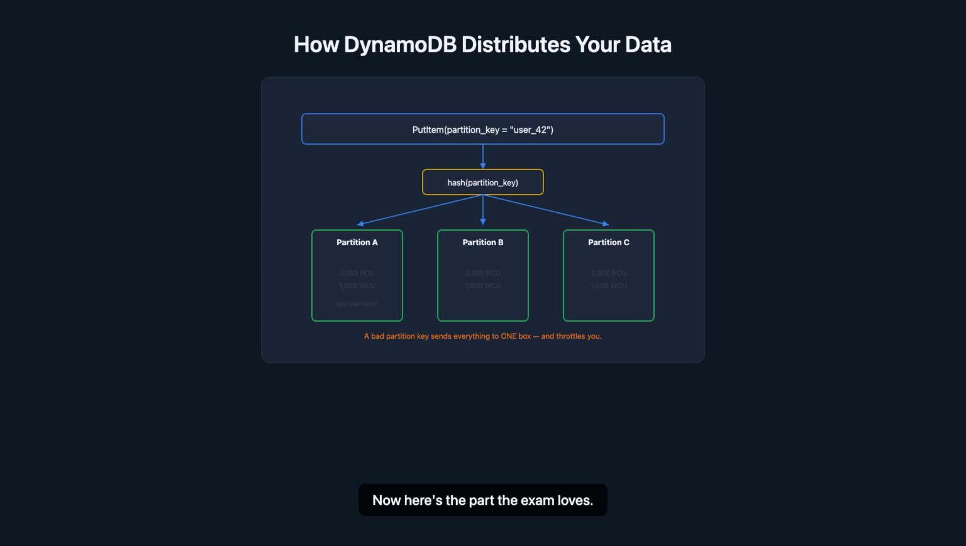Now here's the part the exam loves. Each partition has hard limits, 3,000 read capacity units and 1,000 write capacity units. If all your writes hash to the same partition, you hit those limits and get throttled, even when your table has plenty of total capacity. That's the hot partition problem in one diagram.